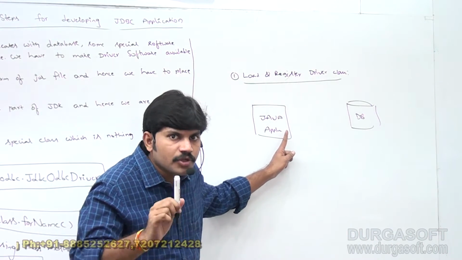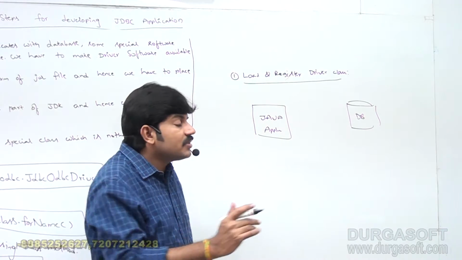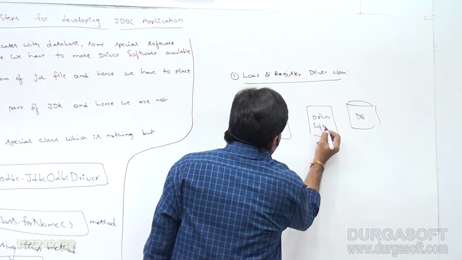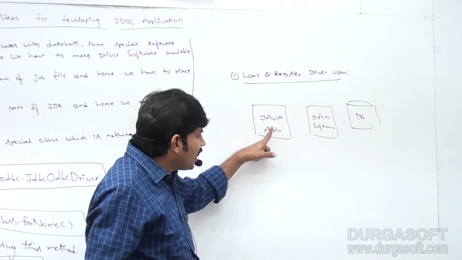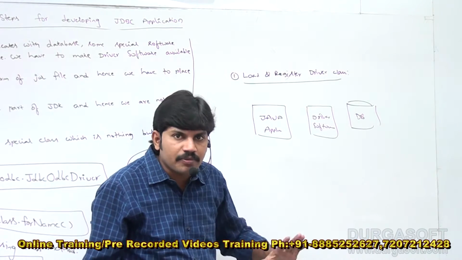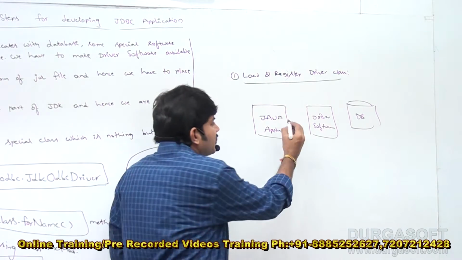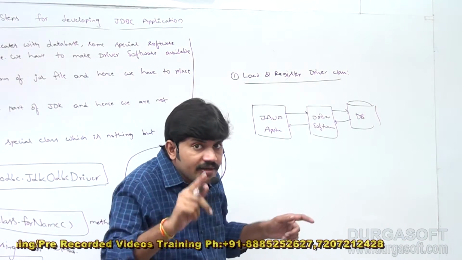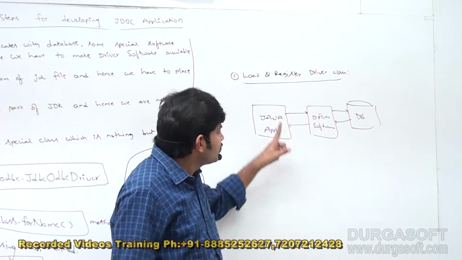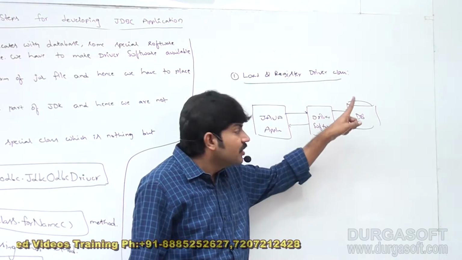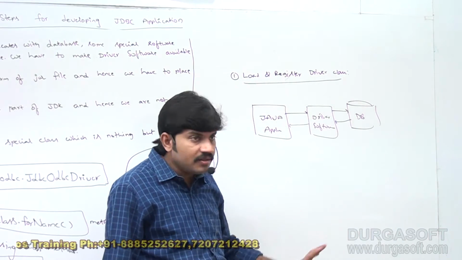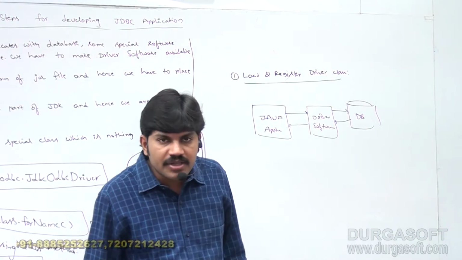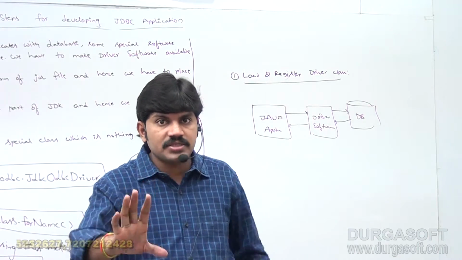From a Java application, if you want to communicate with the database, some special software is required. That special software is nothing but driver software. Have you remembered, in the last sessions I already covered this? What is the need of this driver software? To convert Java calls into database specific calls, and database specific calls into Java calls. This driver software acts as a translator. So if you want to communicate with the database, the compulsory required software is driver software.